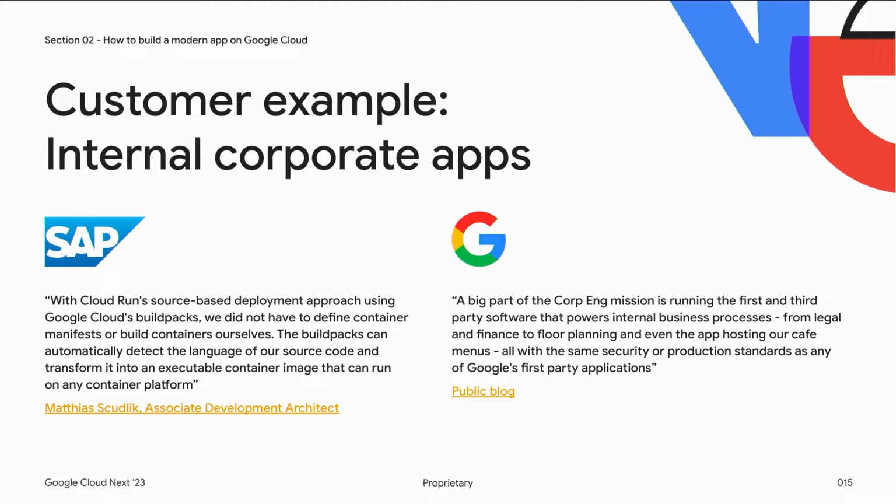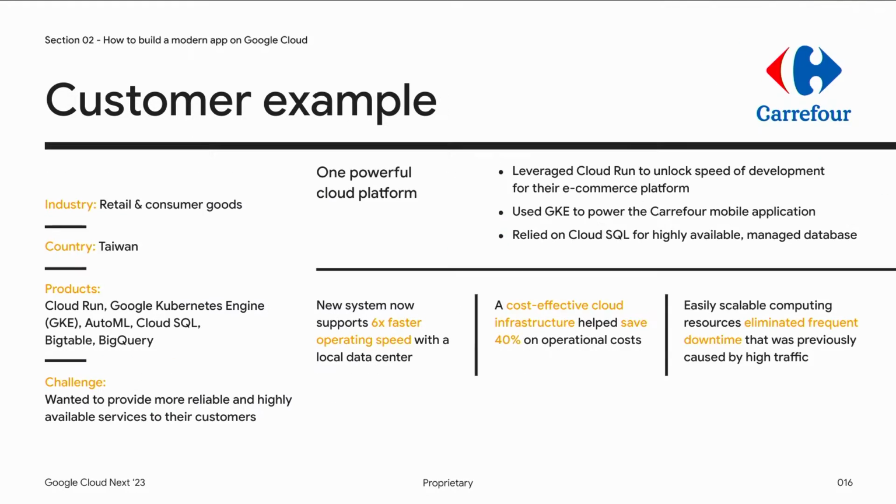And not only that, inside Google, a big part of our internal applications are running on GKE as well. And here's an external customer, Carrefour. They're a retail customer, using both GKE and Cloud Run, and they wanted to provide a more reliable and highly available service to their customers. They use Cloud Run for development of their e-commerce platform, GKE for their mobile application, and Cloud SQL in the back end. With this new system, they get about 6x faster operating speed, an average 40% reduction in operational costs, and they eliminated downtime as well.